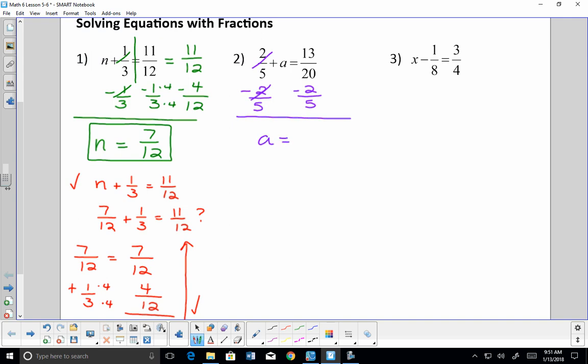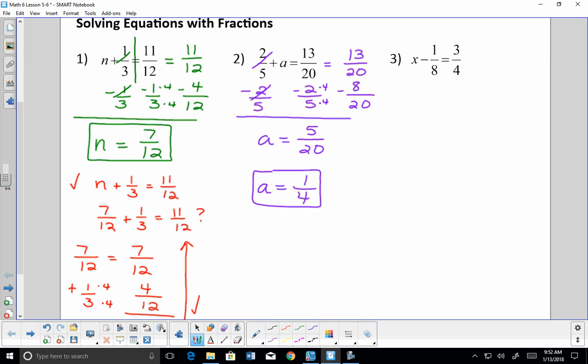I need a common denominator between 13/20 and 2/5. My common denominator is 20, so I can leave 13/20 as 13/20. And 5 times 4 is 20. 4 times 2 is 8. So I'm going to do 13/20 minus 8/20, which is 5/20. But 5/20 is not in simplified form, so I need to reduce that. 5 goes into 5 one time. 5 goes into 20 4 times. So 5/20 reduces to 1/4.